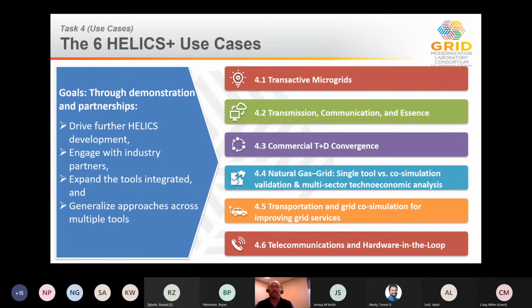And then task 4, which will be the use case session that you'll see tomorrow morning, is driven through both demonstrations and partnerships to further Helix development, and to engage with folks in discussion around what the outcomes are and how these different tools integrate together. So you're going to see these 6 use cases, plus a couple of variations of each of these at this point, that we'll go through in a lot of detail tomorrow. And I hope that's pretty exciting for everyone, because to me it is actually the most exciting part of the outcome of this product. So with that, that ends this first initial session here.